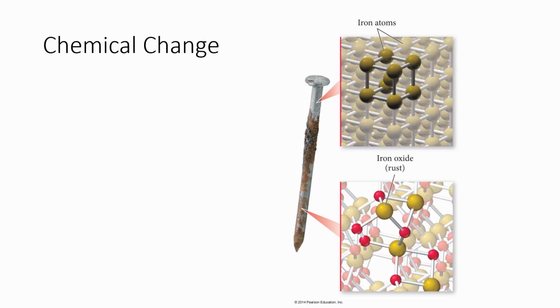Nails are shiny and silver and metallic. Rust is kind of brown and flaky and more crystalline and falls off into a nice powder if you brush against it. So these are different chemical substances, just like carbon monoxide is different from carbon dioxide and water is different from hydrogen peroxide. Iron and iron oxide are different chemical compounds.